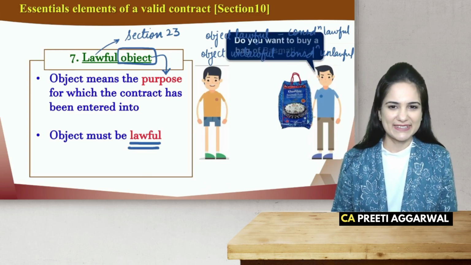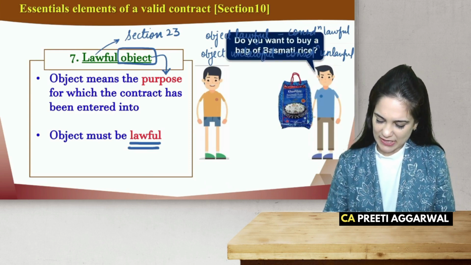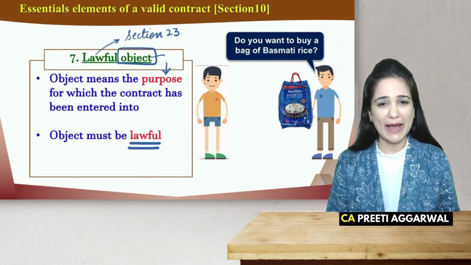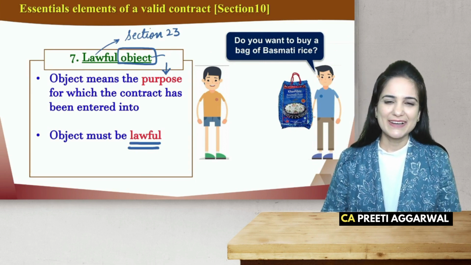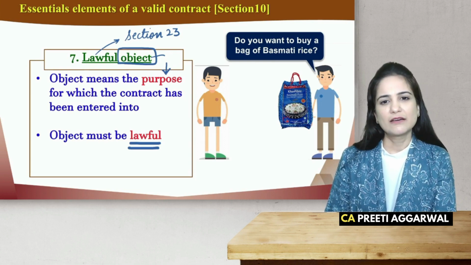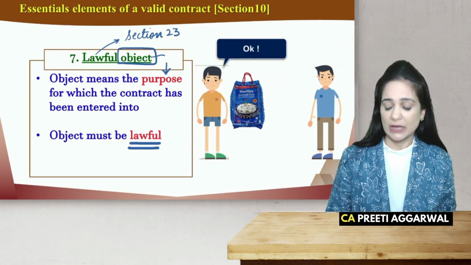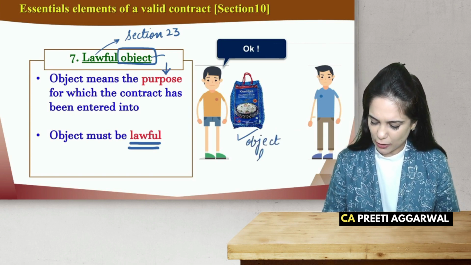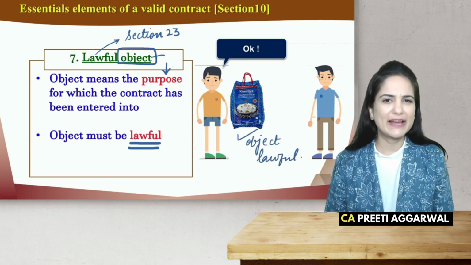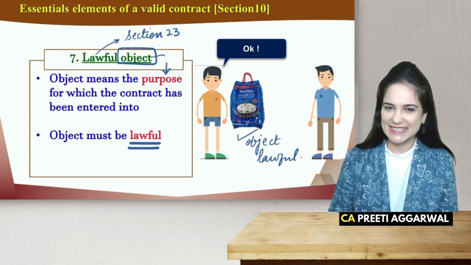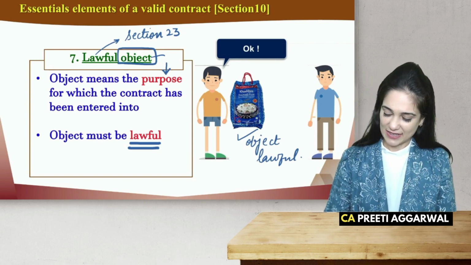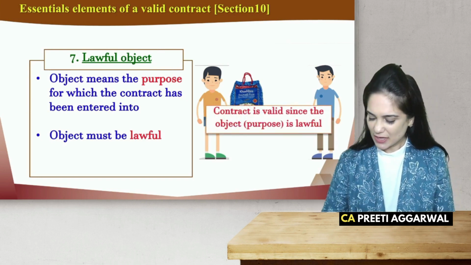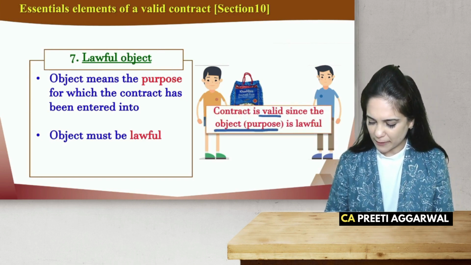X and Y. X tells Y, do you want to buy a bag of basmati rice? X says, okay. Now, is the object lawful? Yes, the object is lawful. Is it a valid contract? Yes, it's a valid contract. Let me ask you another question. So the conclusion is contract is valid because the object, the purpose is lawful.